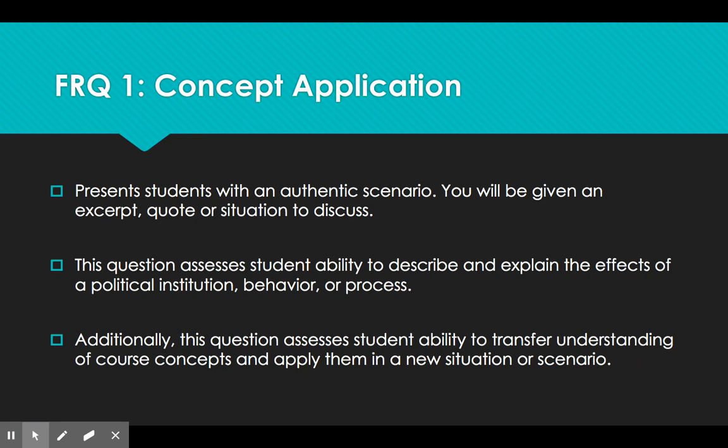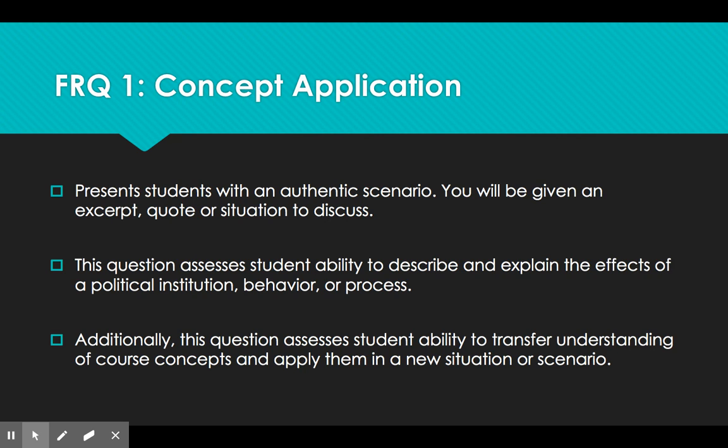The exam weighting: those questions combined are 50% of your overall score, and each of those questions is going to be worth 12.5% of that 50%, okay? The concept application question is worth 3 points, quantitative analysis is worth 4 points, Supreme Court comparison is worth 4 points, and the argument essay is worth 6 points.